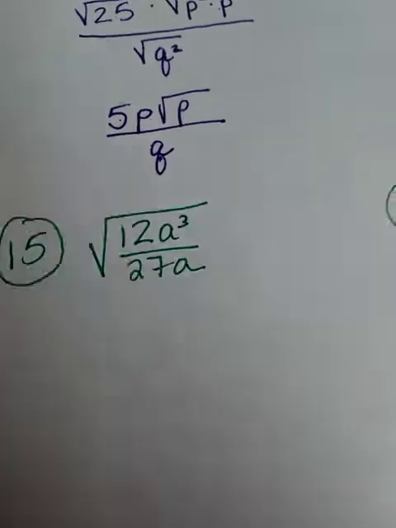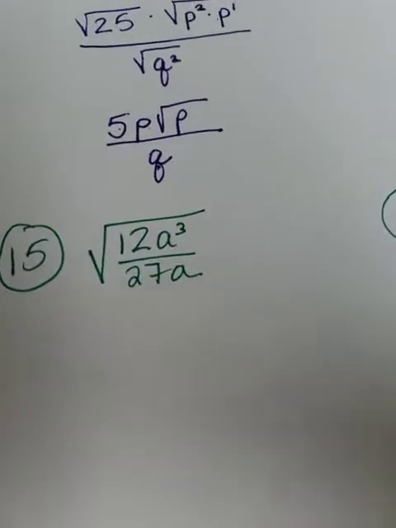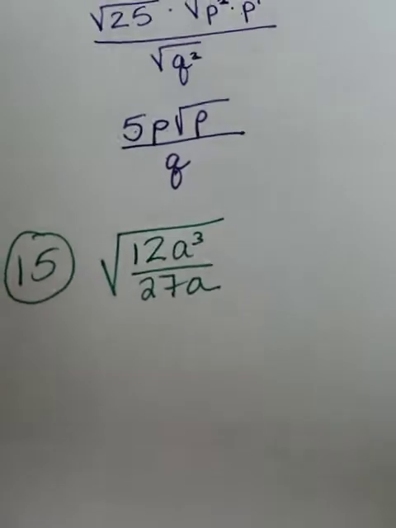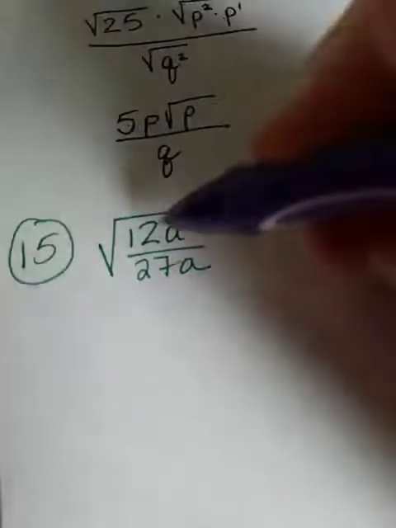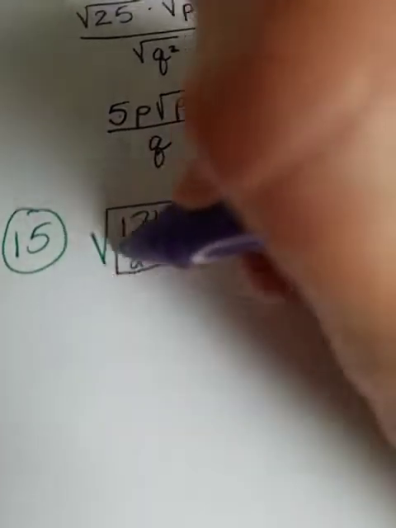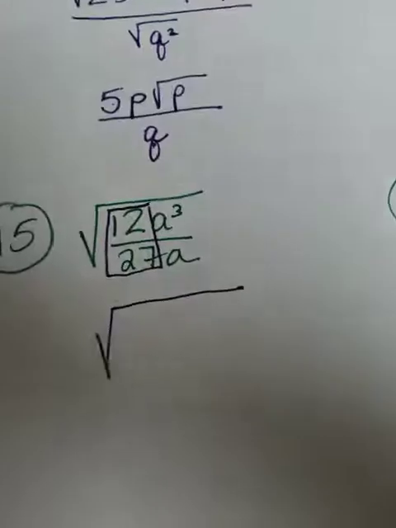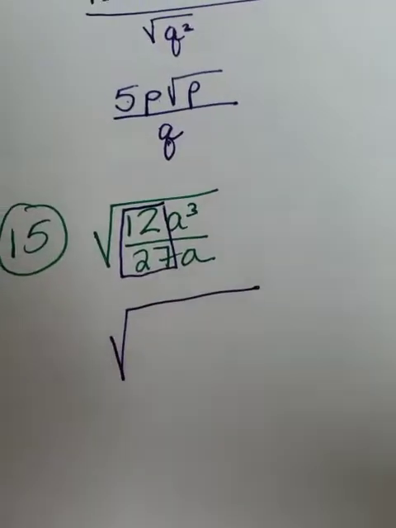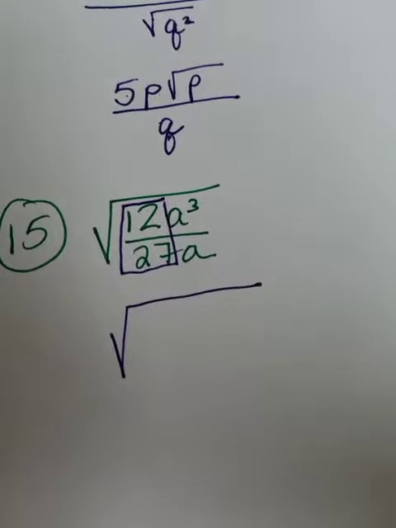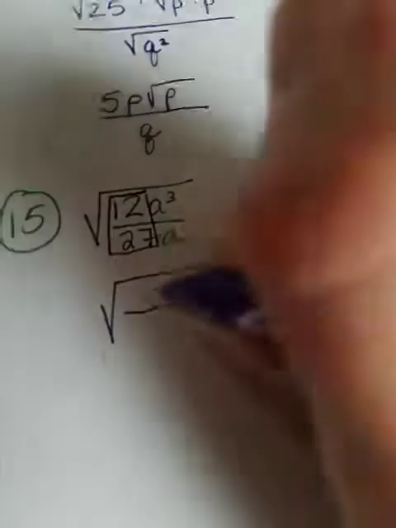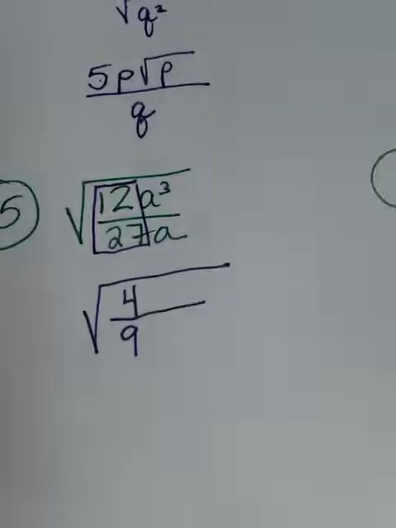15. So here's an example where you could simplify before you go ahead and take the square roots, and I'll show you that approach. So first, look at your numbers and just think of it as the fraction 12 divided by 27. So if I have just the fraction 12 divided by 27, what can you divide each of those numbers by? And the answer is 3. So I'm going to do that. So 12 divided by 3 is 4, and 27 divided by 3 is 9.